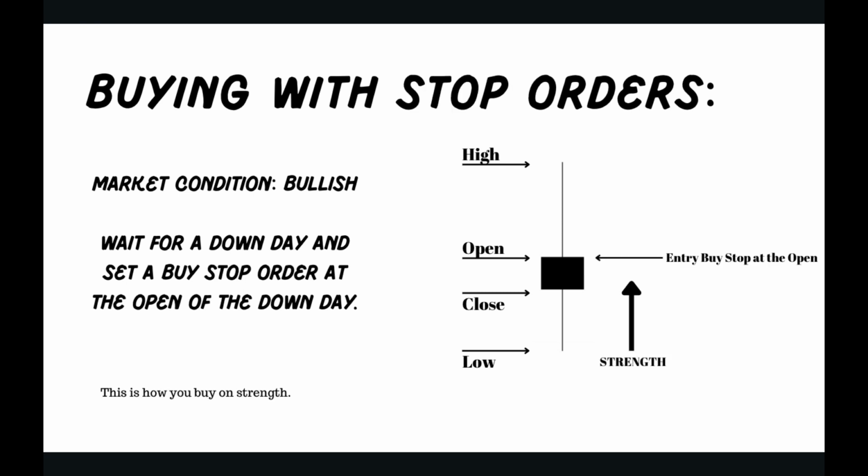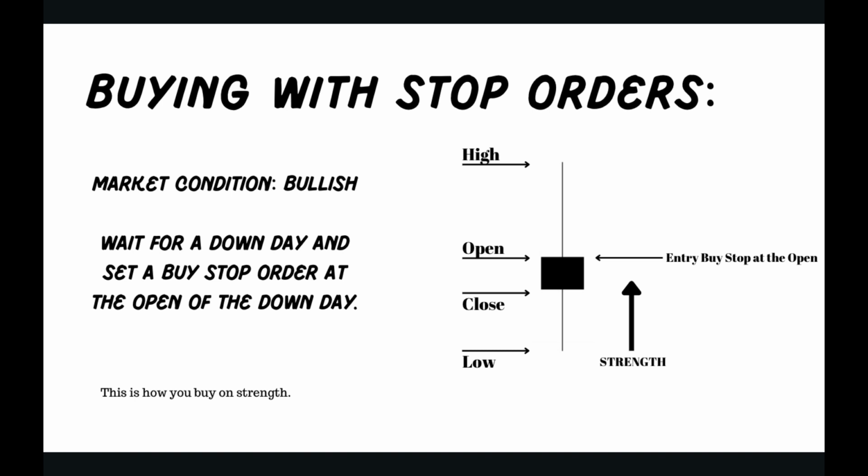So buying with stop orders when the condition is bullish, you're going to wait for a down day and set a buy stop order at the open of the down day. So it's vice versa. That means you're going to be buying on strength. Since you're placing a buy stop, price is running up and going to knock you in, it's based off of strength. The market is going up.